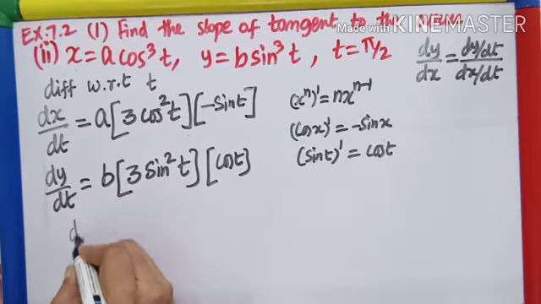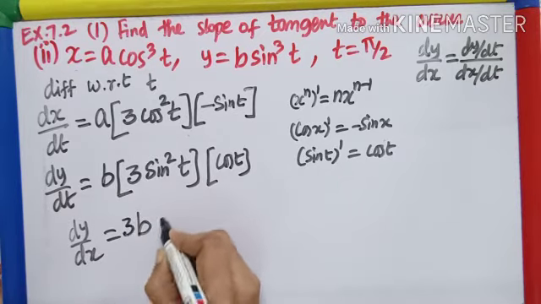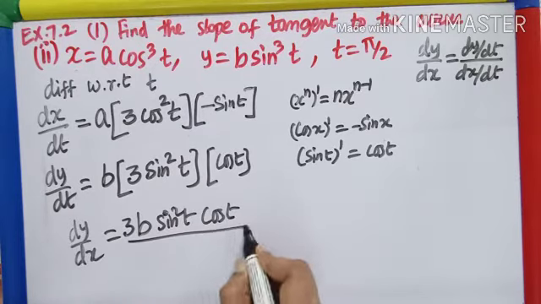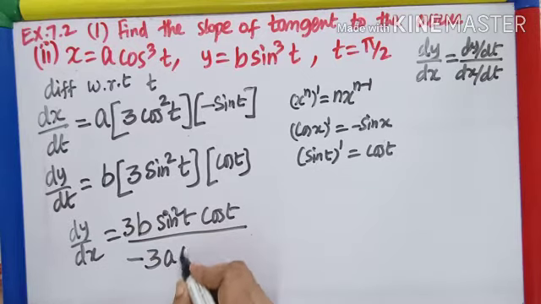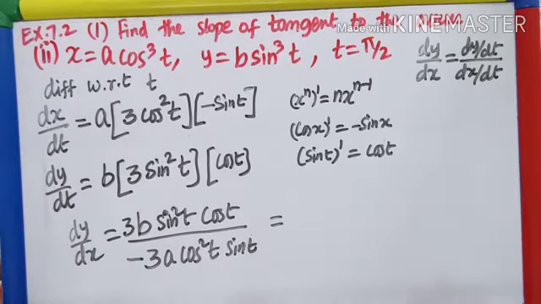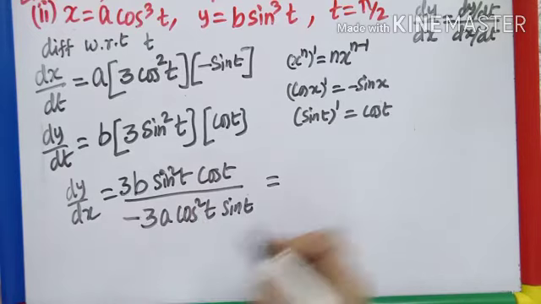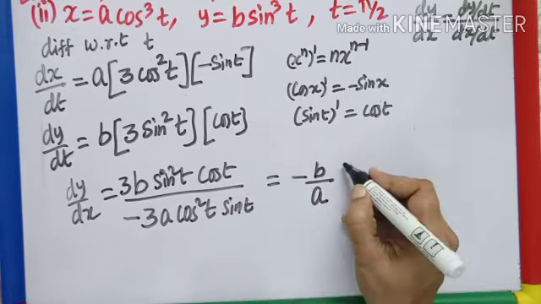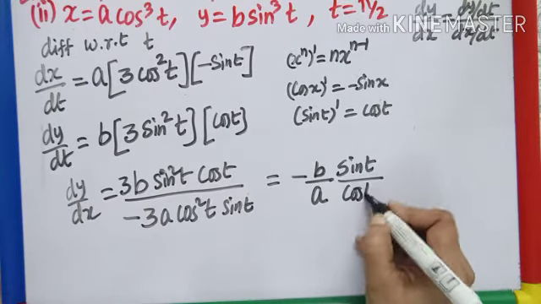Substitute in the formula, dy by dx equals b into 3 sin square t cos t divided by minus 3 a cos square t sin t. See what all gets cancelled. Write the remaining. The 3 cancels, so minus b by a. One sin also cancels, sin t. One cos gets cancelled, cos t.